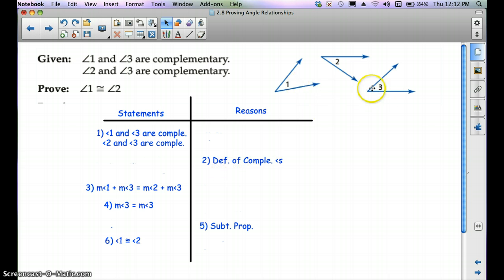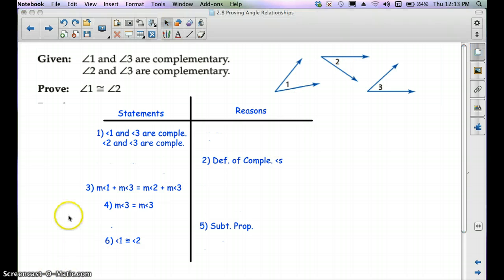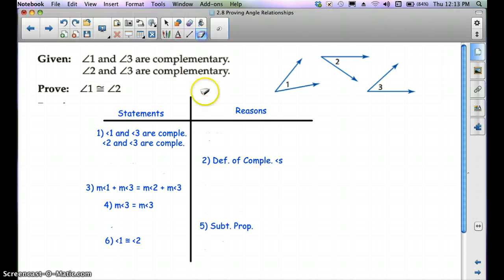If you know that angles 1 and 3 are complementary, and angles 2 and 3 are complementary, how can you say that angles 1 and 2 are congruent to one another? Alright, now that you've brainstormed some ways to do this, first and foremost you have to give your given, which is angle 1 and angle 3 are complementary, and angle 2 and angle 3 are complementary.